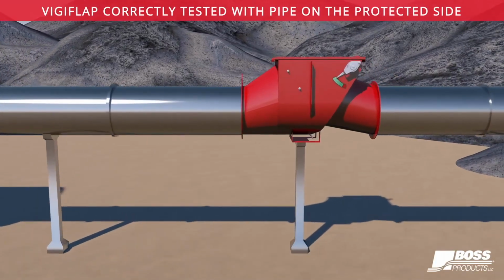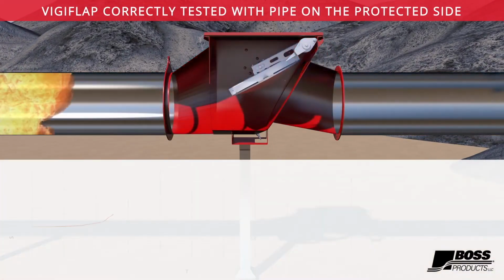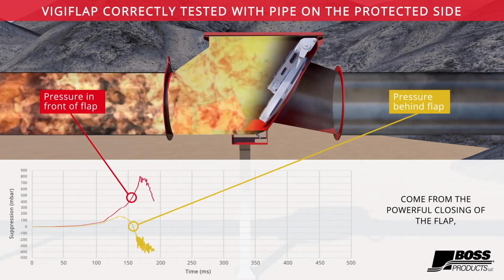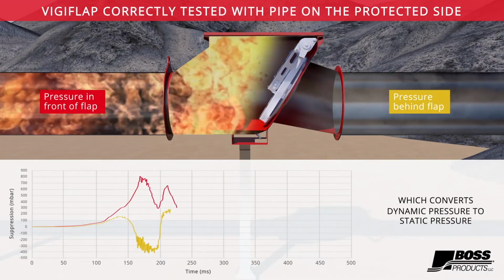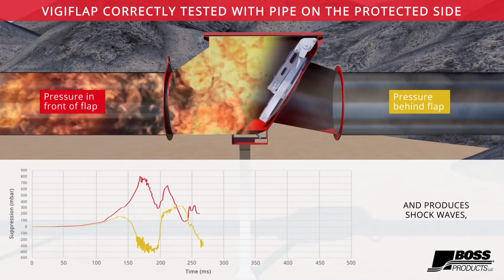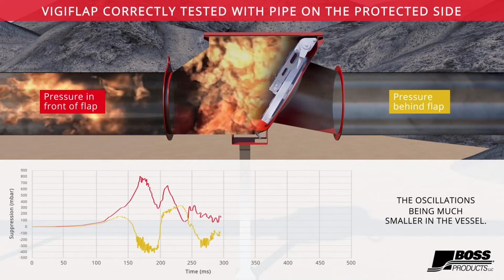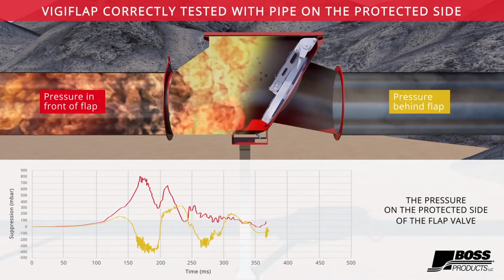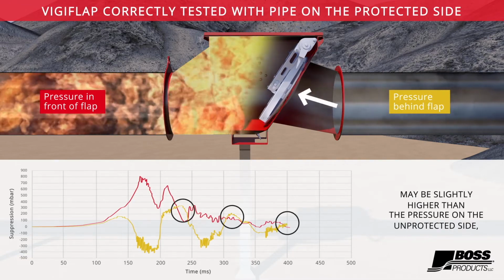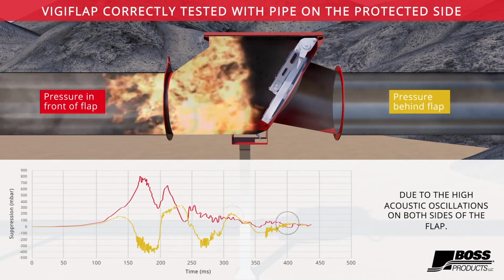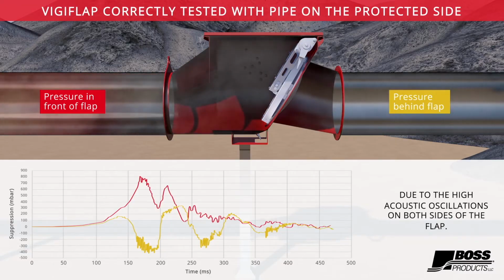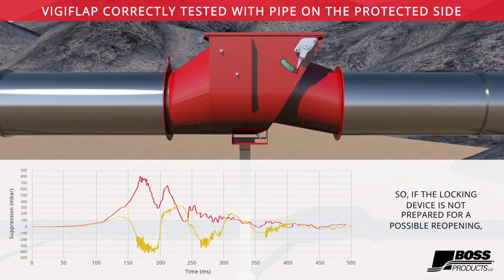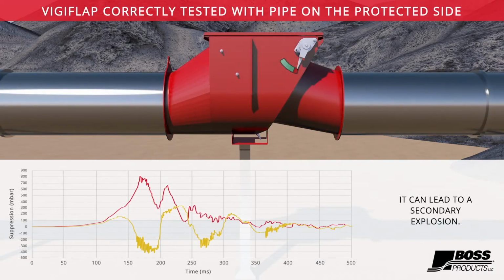Basically how it works is the pressure wave is going to close that flap shut and the fireball is not going to be able to pass through to the other side of the duct. The very high oscillations in the pipeline come from the powerful closing of the flap, which converts dynamic pressure to static pressure and produces shock waves, the oscillations being much smaller in the vessel. In normal use, it is likely that the pressure on the protected side of the flap valve may briefly be higher than the pressure on the unprotected side, due to the high acoustic oscillations on both sides of the flap. So if the locking device is not prepared for a possible reopening, it can lead to a secondary explosion.